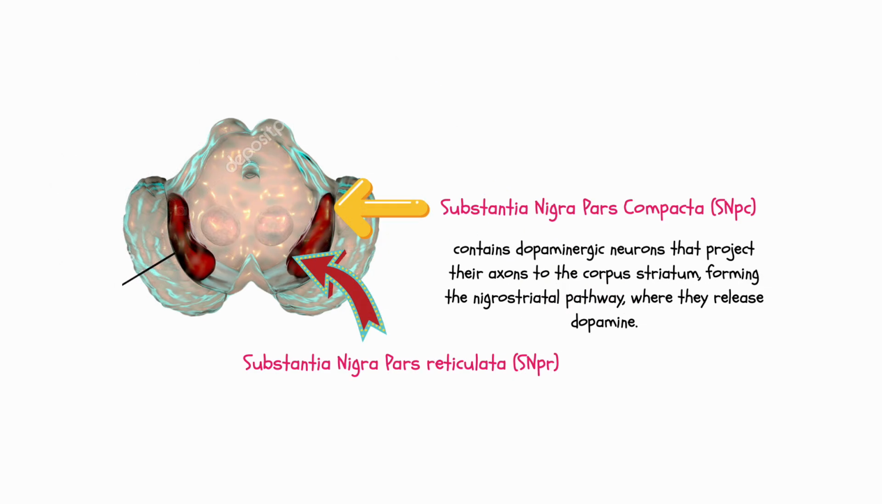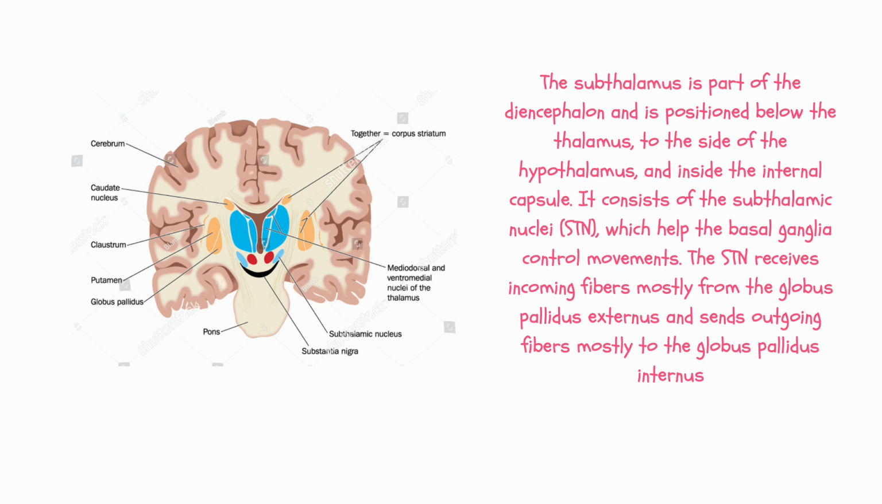Now, this substantia nigra can be divided into 2 parts. The substantia nigra pars compacta, or SNPC. Remember these abbreviations, because later on we will see how these are responsible in the direct and indirect pathways. And the substantia nigra pars reticulata, or SNPR. The SNPC contains dopaminergic neurons that project their axons to the corpus striatum, forming the nigrostriatal pathway where they release dopamine.